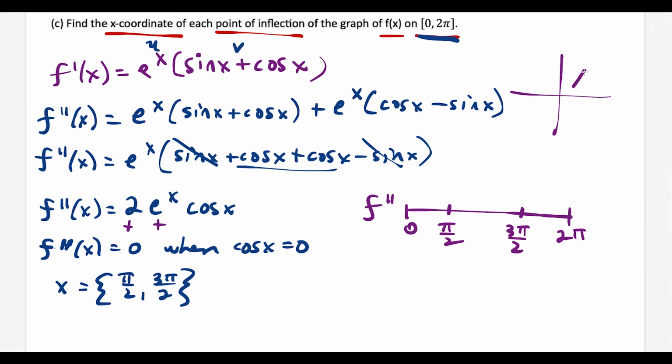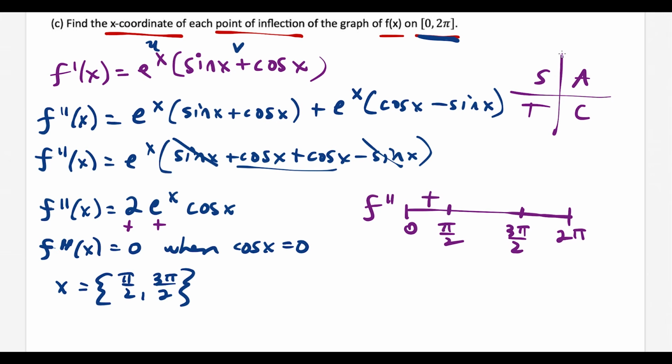And just remember this once again, we have ASTC. So for this, from 0 to pi over 2, that's in quadrant 1. That tells us all the trig functions are positive in quadrant 1. So cosine would be positive between 0 and pi over 2. So we have a positive times a positive times a positive. So f double prime would be positive from 0 to pi over 2.